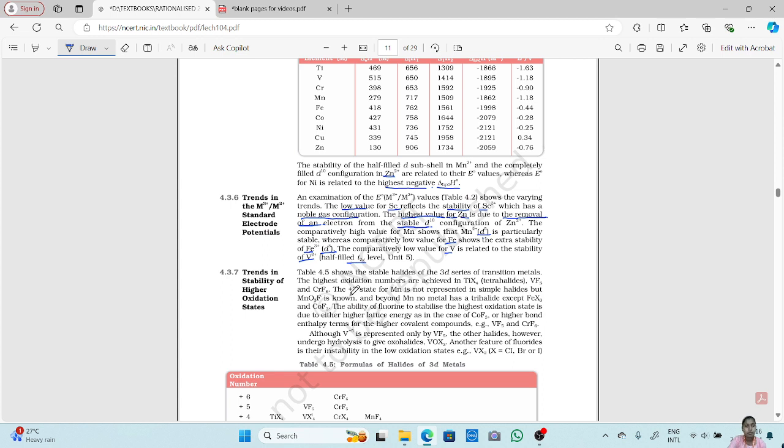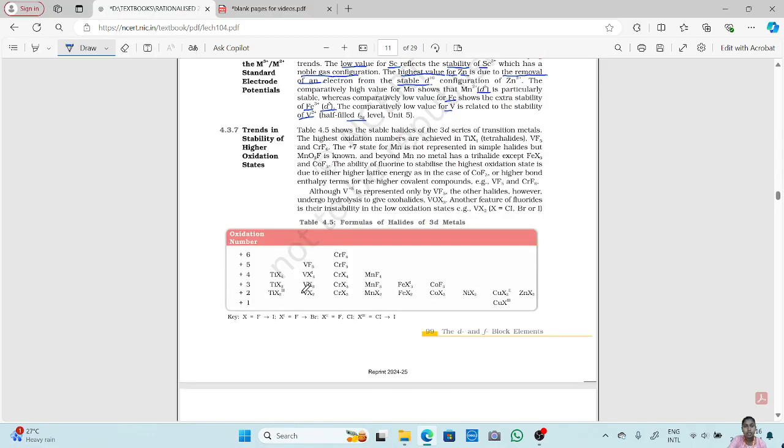Now, trends in stability of higher oxidation states. This table shows the stable halides of the 3d series. I hope you have learned about haloalkanes and haloarenes, right? So these are the stable halides. Fluorine, chlorine, bromine and iodine are all the halides.